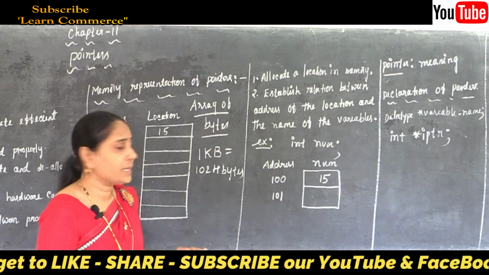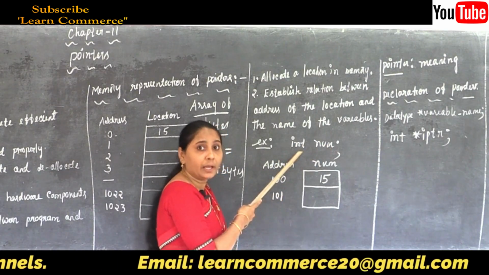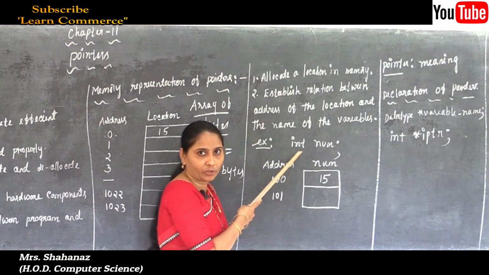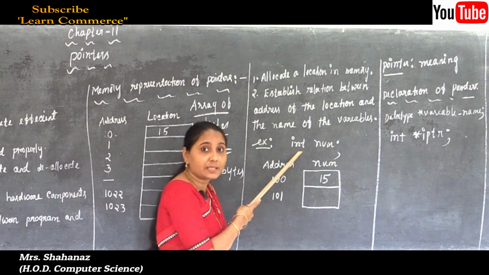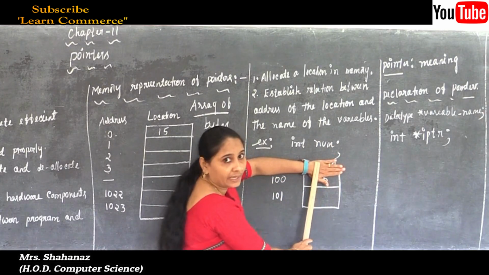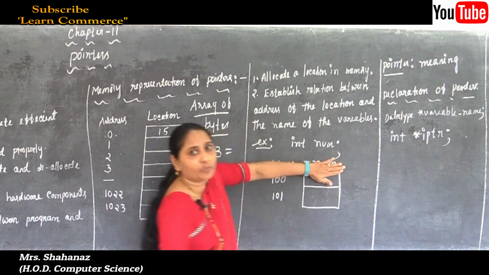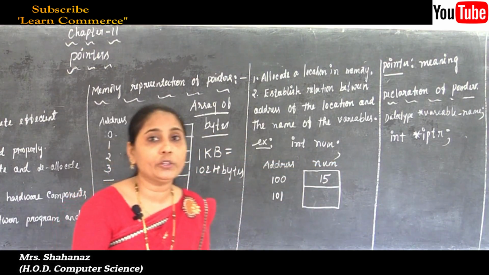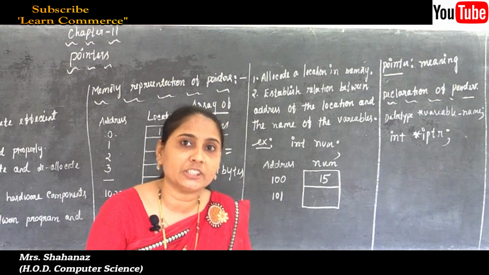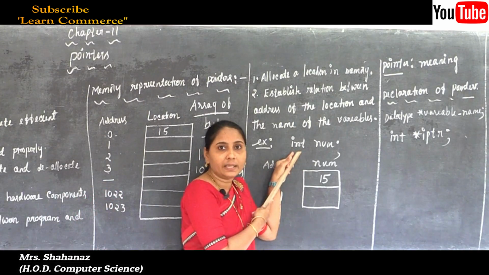So when you declare int num, this declaration tells the compiler to reserve a location in memory, to reserve an amount of space. Don't think about the diagram for now. I am just going to explain int num. When you declare any variable by using its data type, this declaration tells the compiler to reserve an amount of space in memory.